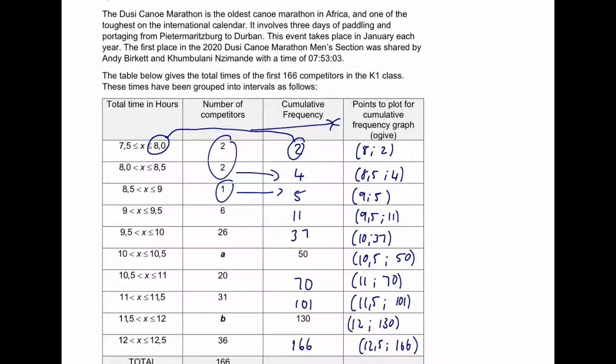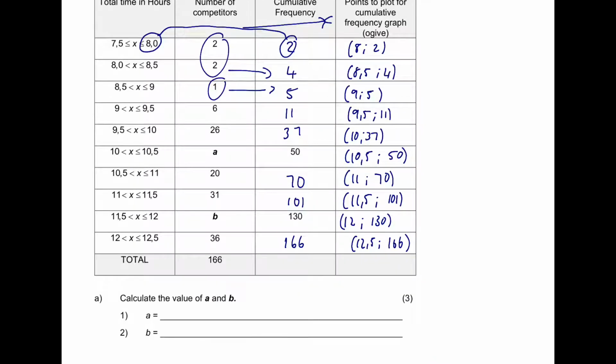Right, looking at the questions, calculate the value of A and B. Well, let's look where A is. A would be a value that needs to be added to 37. So 37 plus A must equal 50, because 5 plus 6 is 11, and 11 plus 26 is 37. So 37 plus what will give us 50? It is 13. And then B, same thing that we're looking at down here. 101 plus B will give us 130. So therefore B is 29.